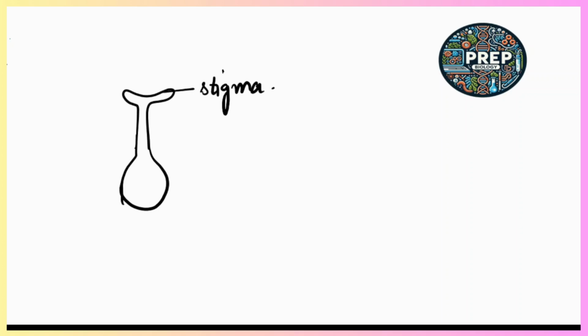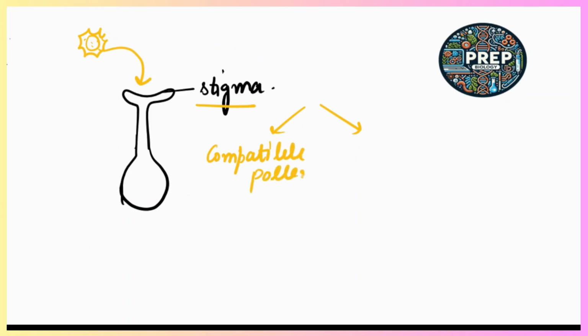What are the different events or stages in this process? Firstly, this is the stigma part, and the pollen will come and land on the surface of the stigma. Now, the point is, there are two types of pollen: compatible pollens and incompatible pollens.